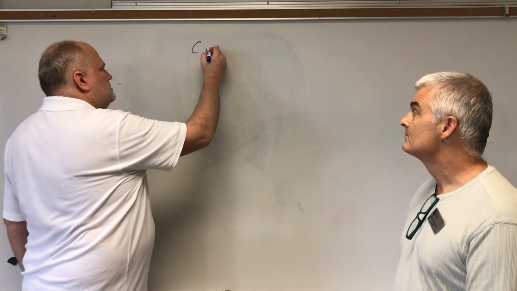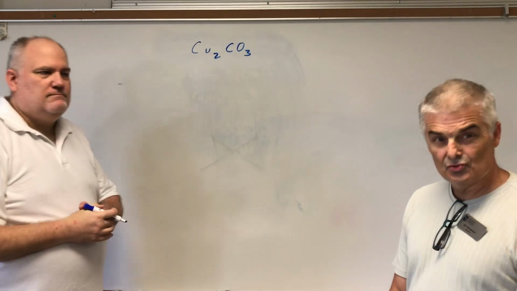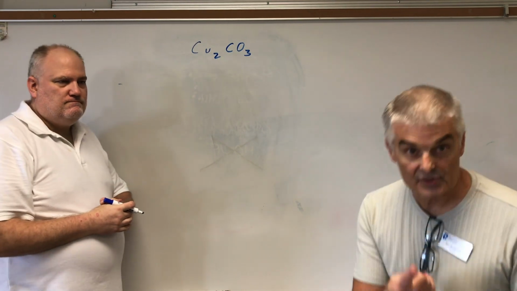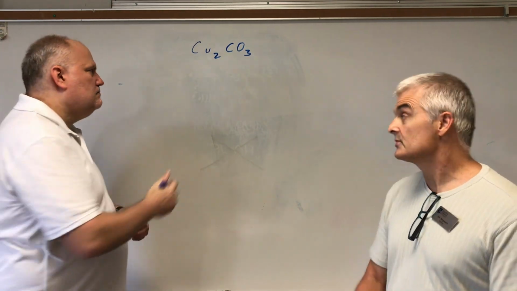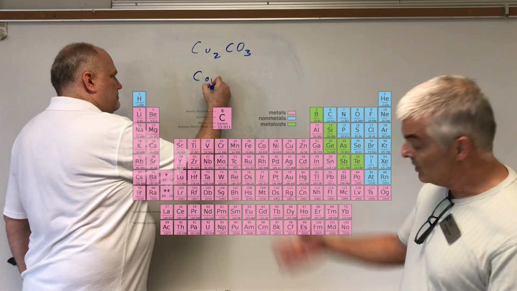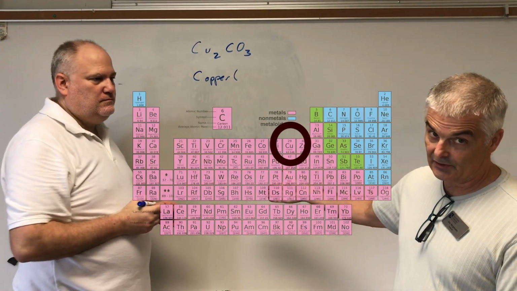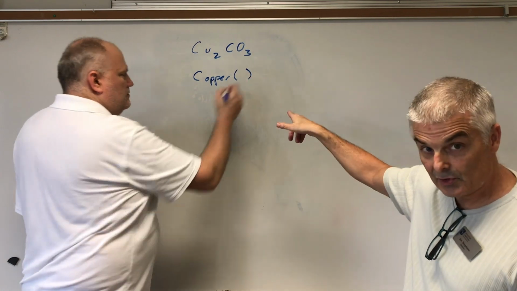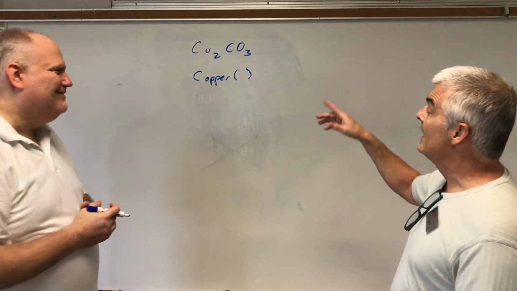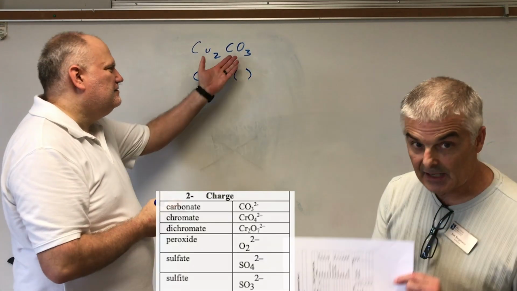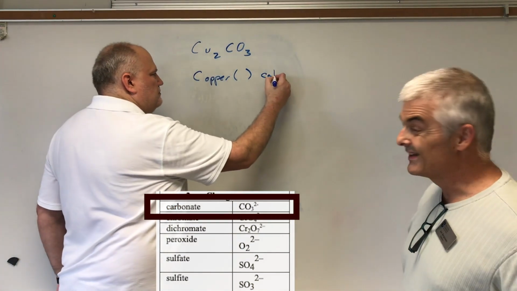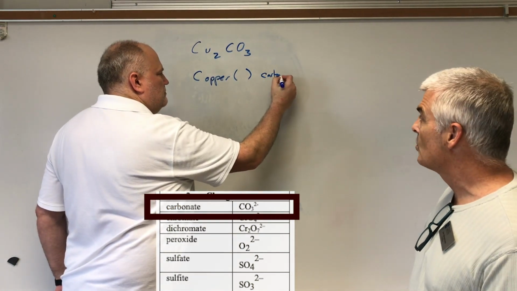All right, Cu2CO3. So the first name is Cu, copper, so let's write copper. Now, look at the periodic table right here, and you'll notice that copper is a transition metal, so we need a Roman numeral. So we put the Roman numeral brackets. And now the last name is easy. Again, get the table out. Carbonate. But now we have to work out our quantities, right?